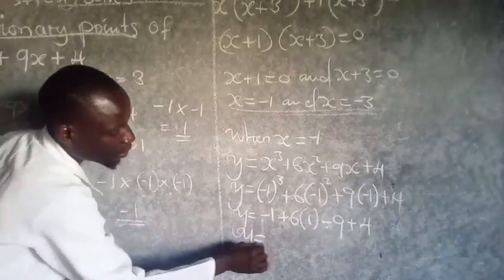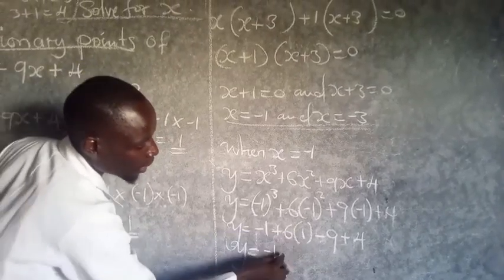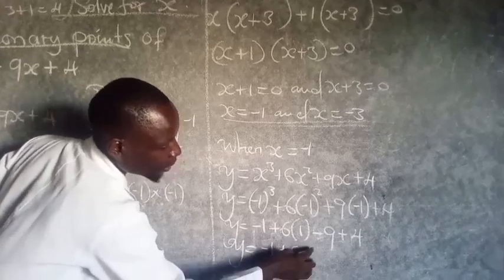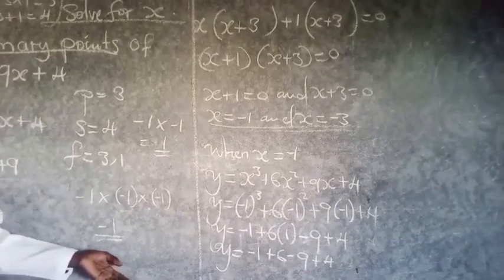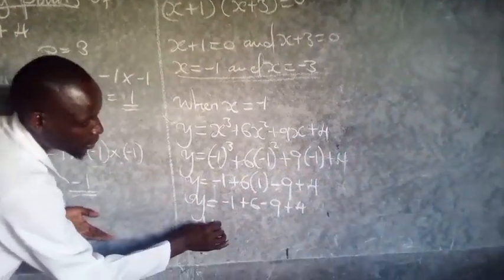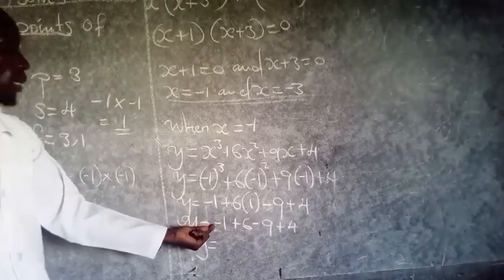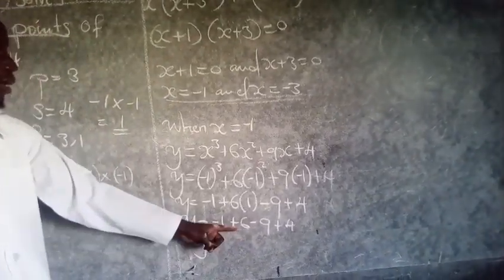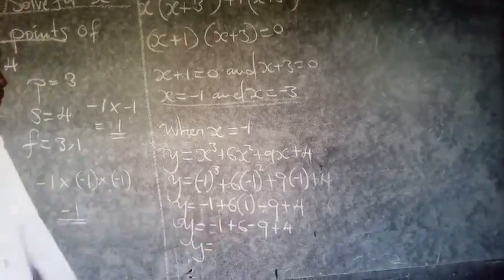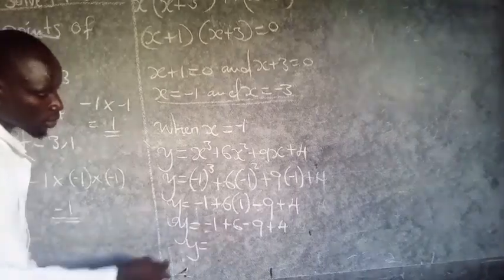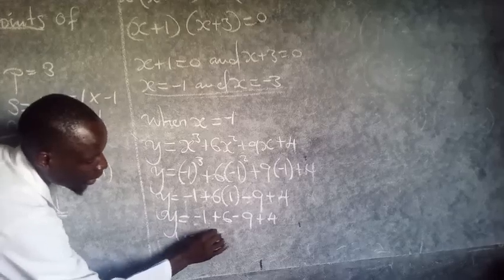Thereafter you say y is equals to negative 1, then positive 6 times 1, the answer will be positive 6, then minus 9 plus 4. After that, you say y is equals to, you can subtract this because we know that with different signs, we subtract and get the sign from the bigger number. So our answer will have a positive sign because the bigger number is positive. So when we subtract this, we find the answer positive 5.